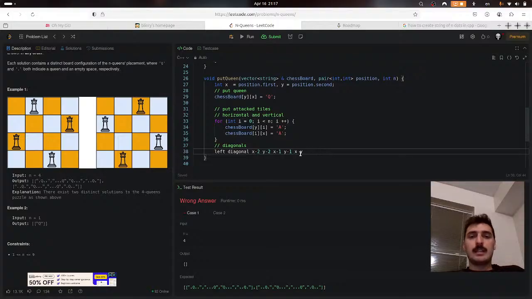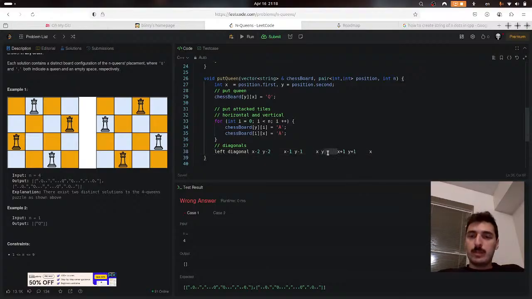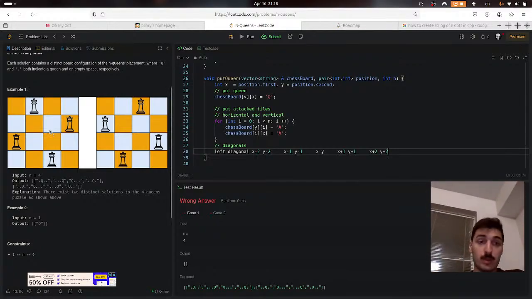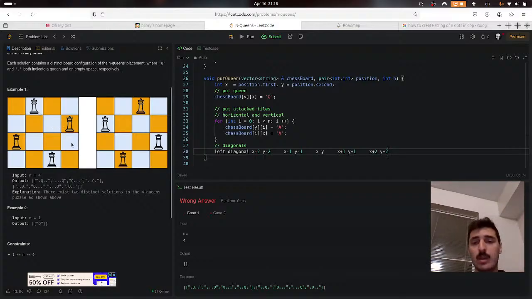And then x and y. And then x plus 1, y plus 1. And then x plus 2, y plus 2. So let's take this as x and y. This is x minus 1, y minus 1. This is x plus 1, y plus 1.